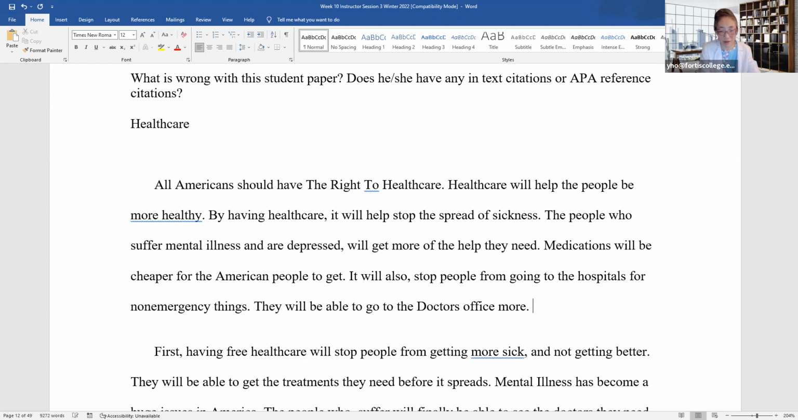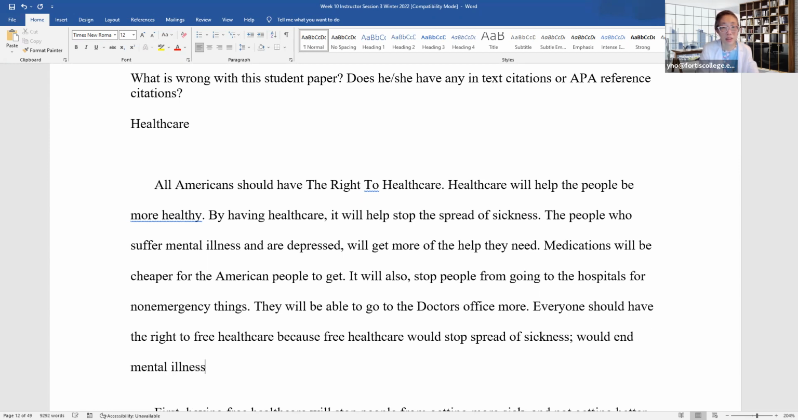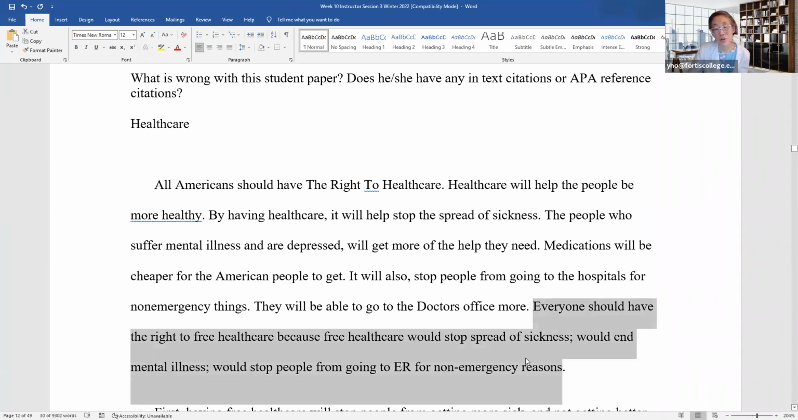Everyone should have the right to free health care, because free healthcare would stop the spread of sickness; would end mental illness; and would stop people from going to the ER for non-emergency reasons. Okay, I misspelled emergency. Yes. So you notice how I use a semicolon, semicolon, and a semicolon in order to merge all of these simple sentences into one thesis statement.